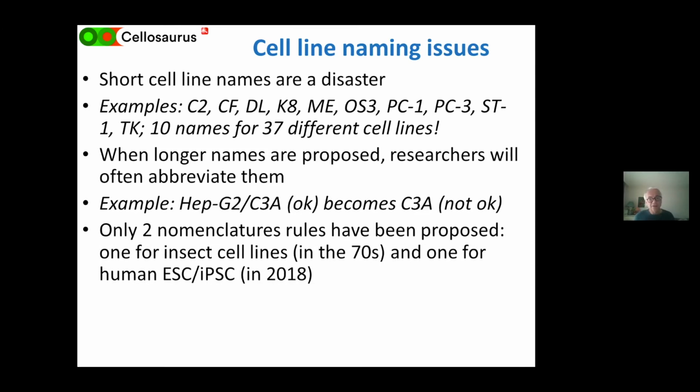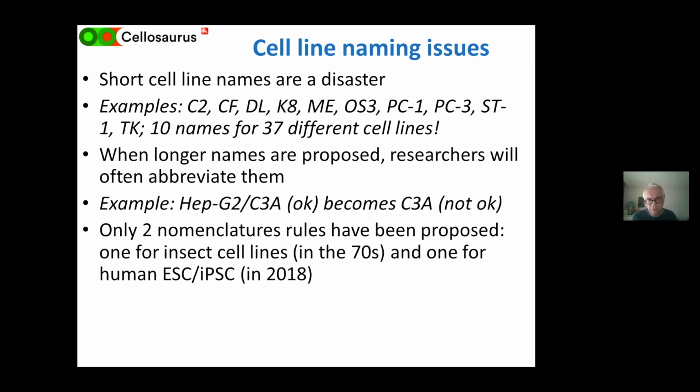There are no nomenclature rules which have been proposed, except two. One was proposed in the 1970s for insect cell lines, which is quite well followed, and one recently, in 2018, for human ESCs and iPSCs. ICLAC, and I will explain afterwards what ICLAC is, is now trying to go in a direction of having nomenclature rules, but we know what it is. A nomenclature rule will not work if there's nobody enforcing it.